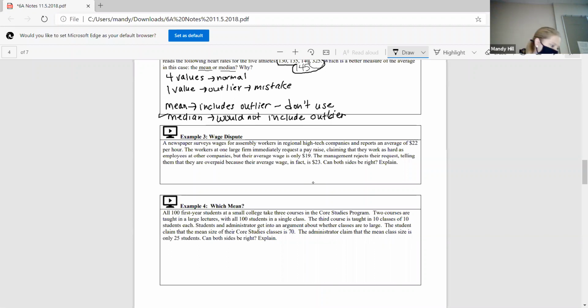Okay, well, surprisingly, both sides can be right if they are using different definitions of average. In this case, the workers may be using the median while management uses the mean. For example, imagine that there are only 5 workers at the firm and their wages are 19, 19, 19, 19, and 39. Well, their median is 19.